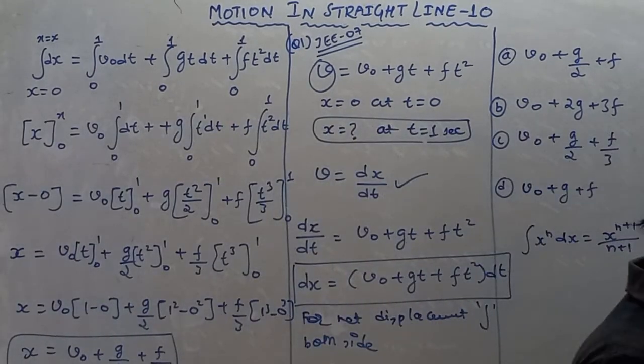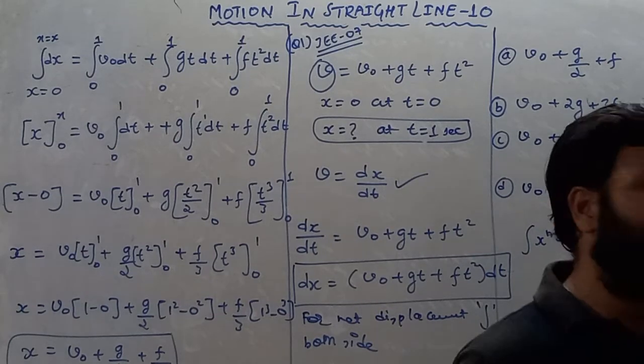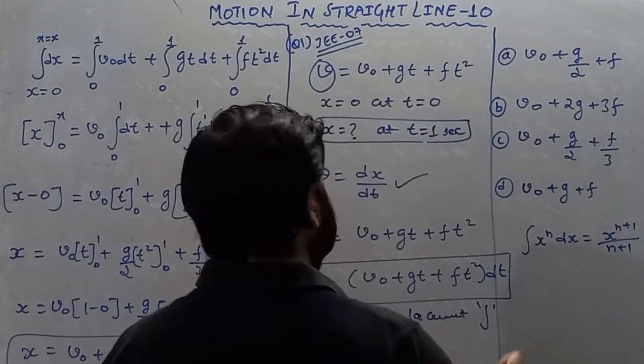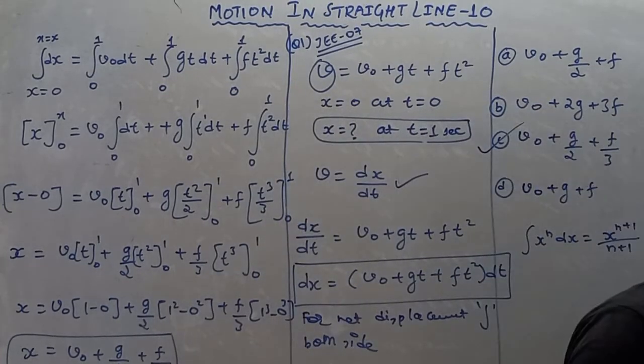I hope you all understand this question. Pause the video and try to solve by your own. The correct answer is v naught plus g by 2 plus f by 3. So I hope you all understand this question, my dear student. Moving forward, write down next question.